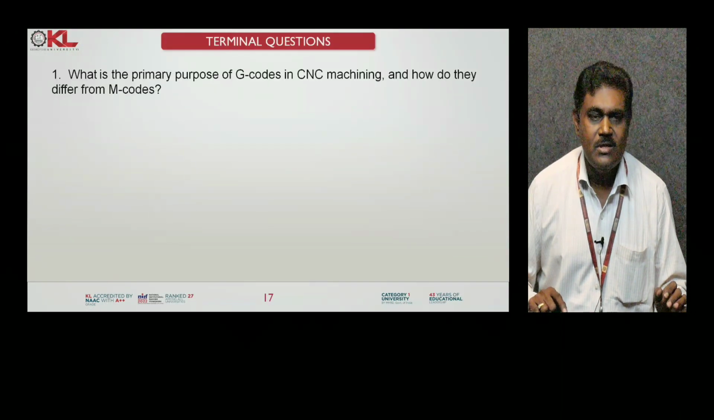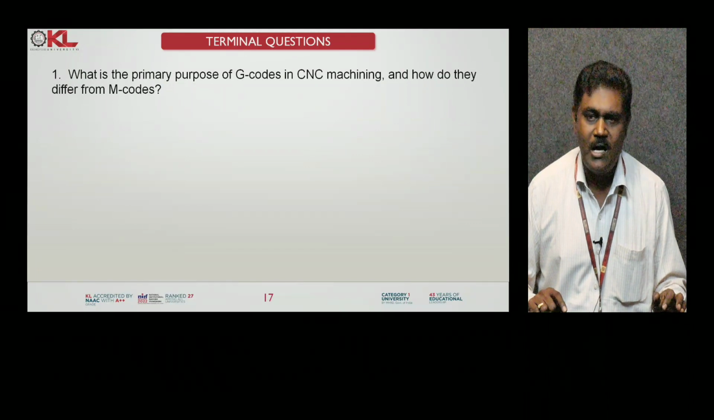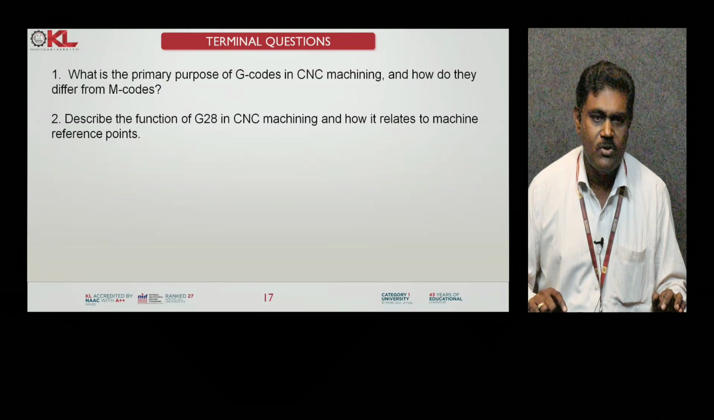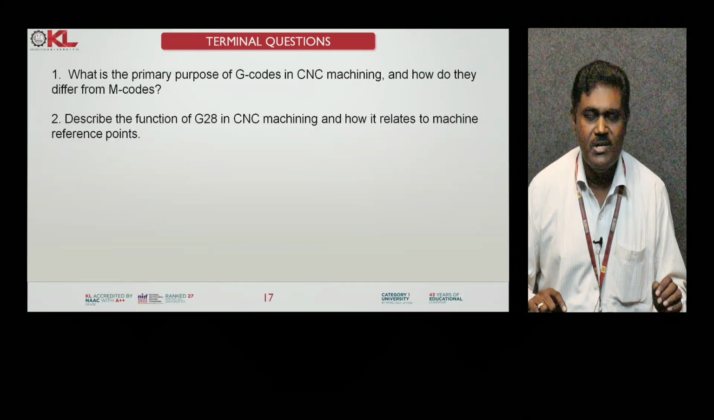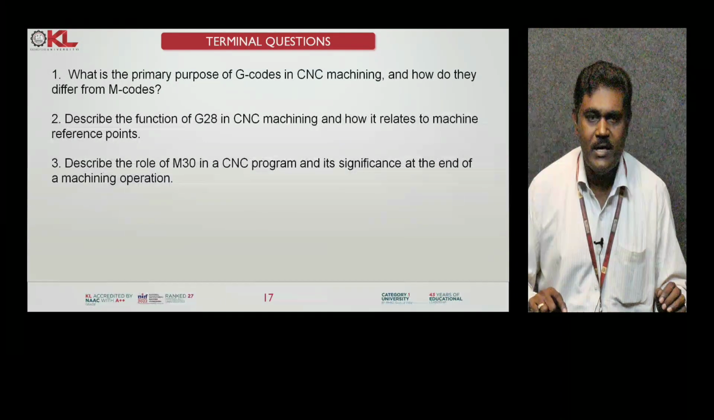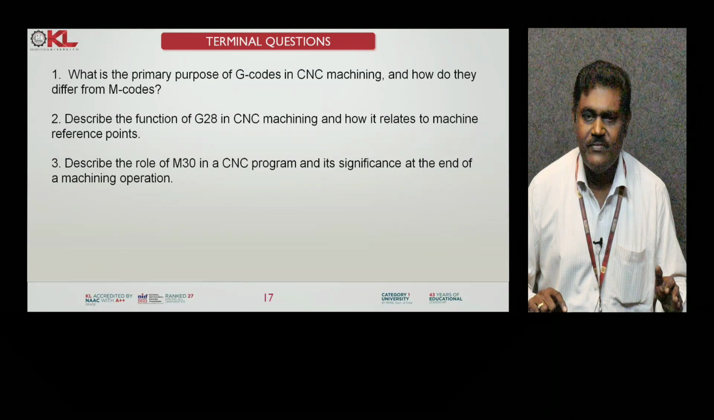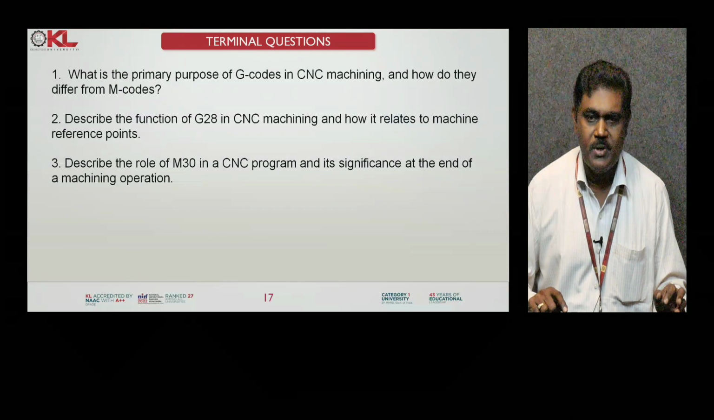Now the terminal questions. What is the primary purpose of G codes in CNC machining and how do they differ from M codes? Describe the function of G28 in CNC machining and how it relates to the machine reference points. Describe the role of M30 in a CNC program and its significance at the end of the machining operation.